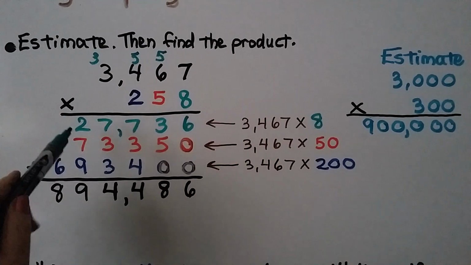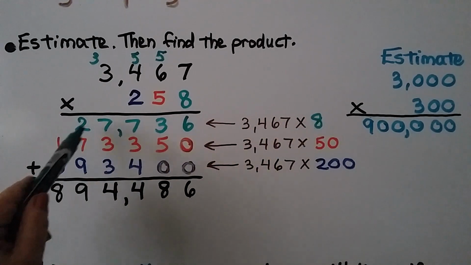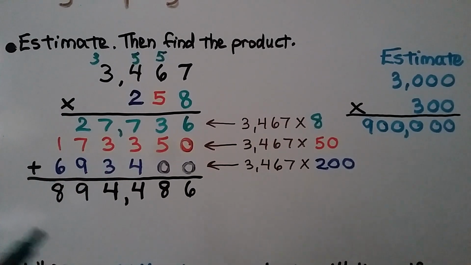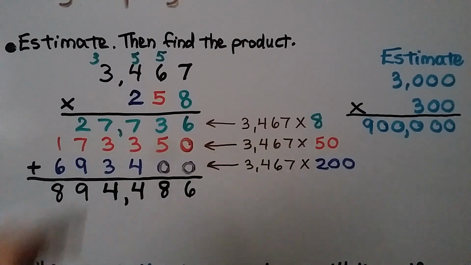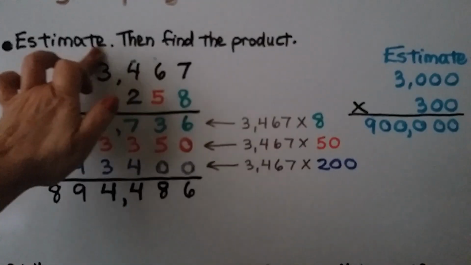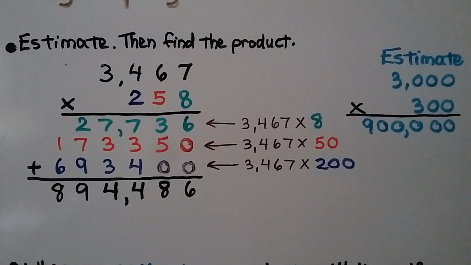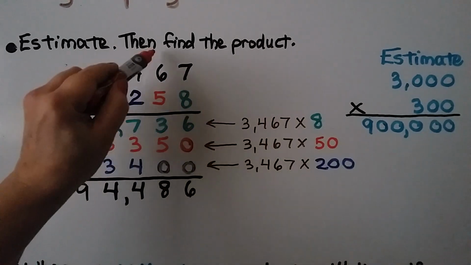So our first partial product for 3,467 times 8 is 27,736. Now it's time to multiply the 5 that's in the tens place. But we need to get rid of these regroupings so we don't confuse them with regroupings that we're going to be doing now. We multiply 5 times 7, which is 35.